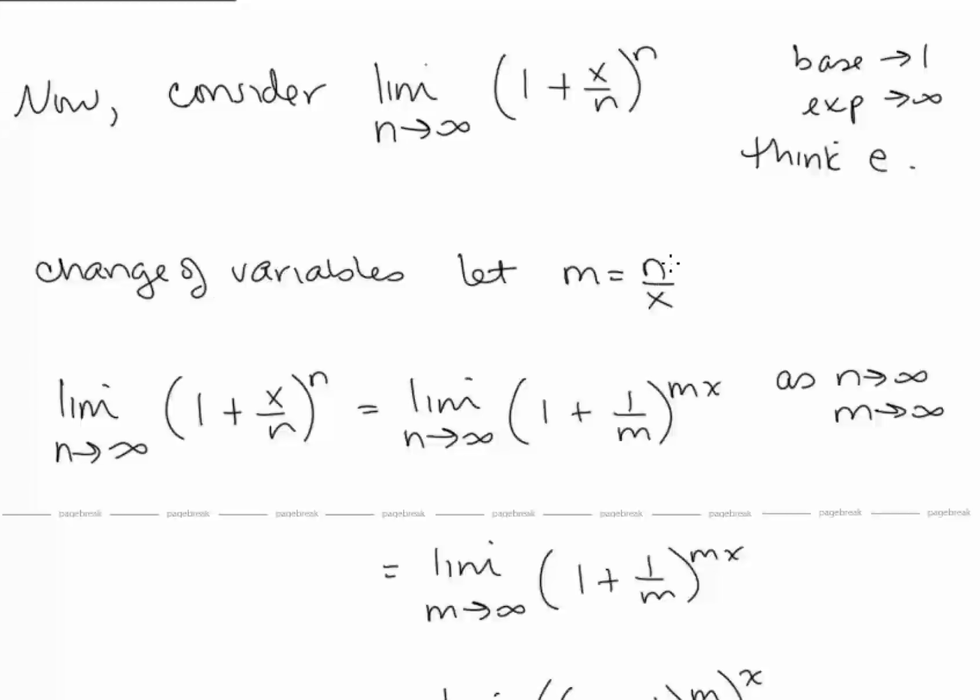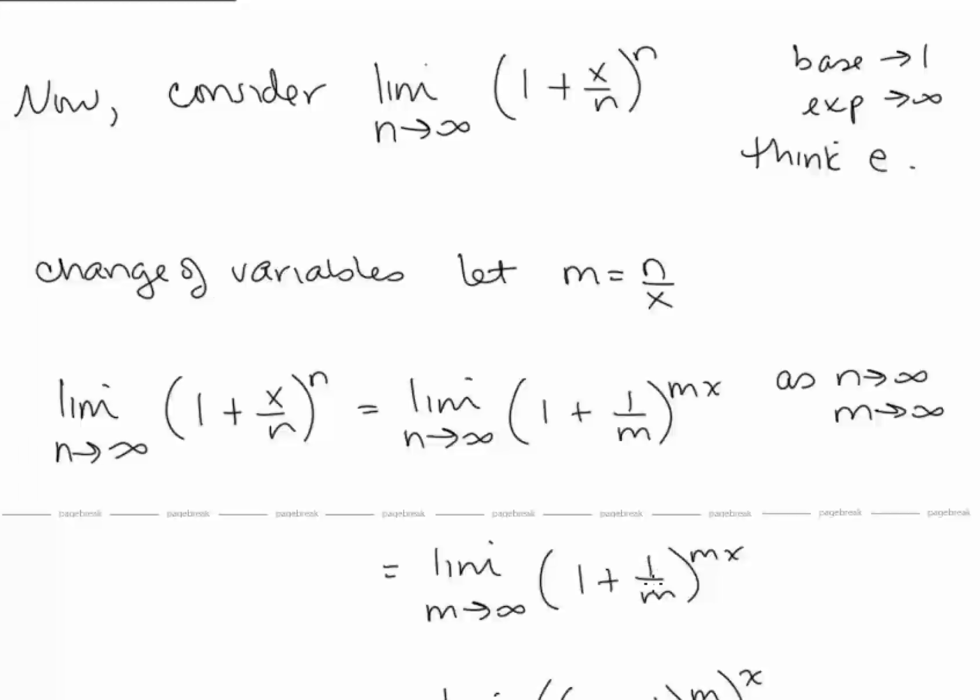And notice that as n goes to infinity, m also goes to infinity. x is some fixed number, it's not changing here. n is what's changing towards infinity, that makes m go towards infinity and vice versa. So this limit as n goes to infinity is the same as writing the limit as m goes to infinity. So now we're here. Okay.